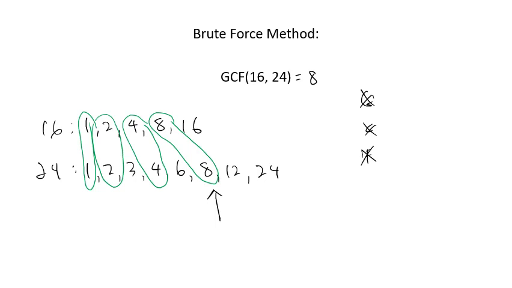8 is the largest number that divides into both 16 and 24. It's a factor, divides into both. It's common, divides into both. And it's the largest one. 1, 2, and 4 are common factors. 8 is the greatest common factor. This is a way that I like to introduce this idea because you get to see all three of these parts working. You can see why 8 is a factor, why 8 is a common factor, and why 8 is the greatest common factor.